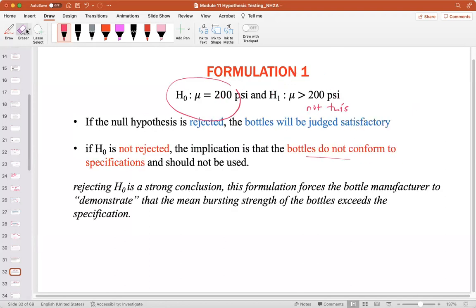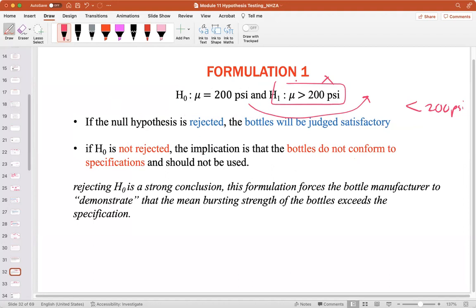Okay, so formulation number one, let's look at this again. If I am accepting the null hypothesis, and therefore I'm not accepting the H1, right? If I'm accepting this one, the bottles do not conform to the specification because indirectly, I'm also saying that it is less than 200 PSI. How am I getting to this point? Because it is not this. If it is not this, it should be this.